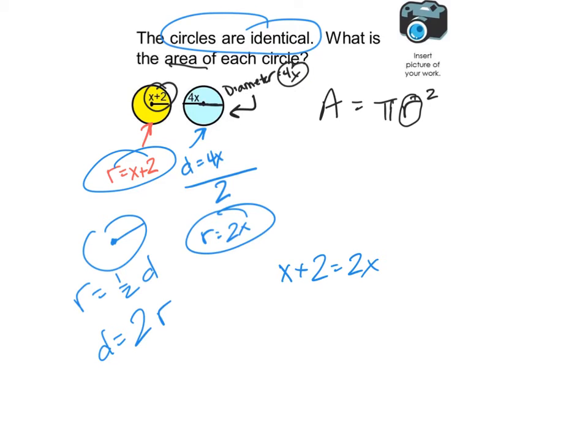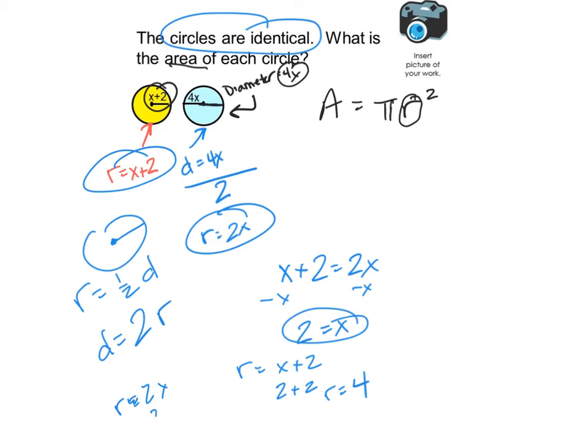Okay, so now my radii are set equal to each other. I need to solve for x. X equals 2. That's not my radius though, okay? That's what x is. So if my radius is x plus 2 and x equals 2, then my radius is 4. And then in my blue one, my radius is 2x, my x is 2, so it's 2 times 2. My radius is 4, so it checks because they're the same.